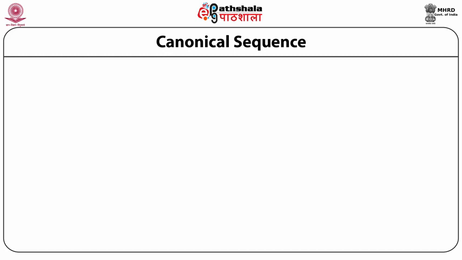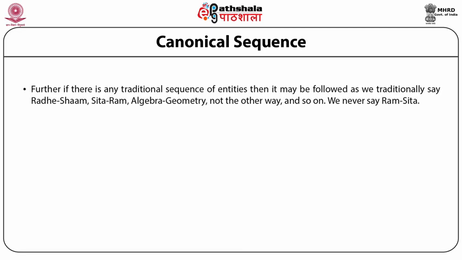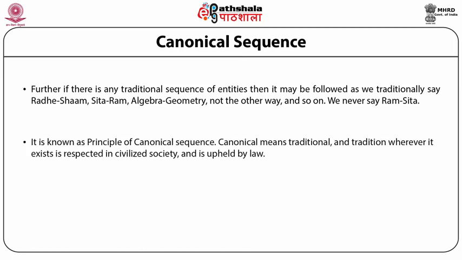Canonical sequence. This principle is applied to some traditional entities or to the traditional order which already exists in a society. Further, if there is any traditional sequence of entities already existing, then it should be respected and must be followed, as we traditionally say Radhe Shyam, Sita Ram, algebra geometry, not the other way, and so on. We never say Ram Sita. So this is the order because the society has fixed for us and the classifier or the classificationist has also to honor it, though there may not be any logical in it. It is known as principle of canonical sequence.